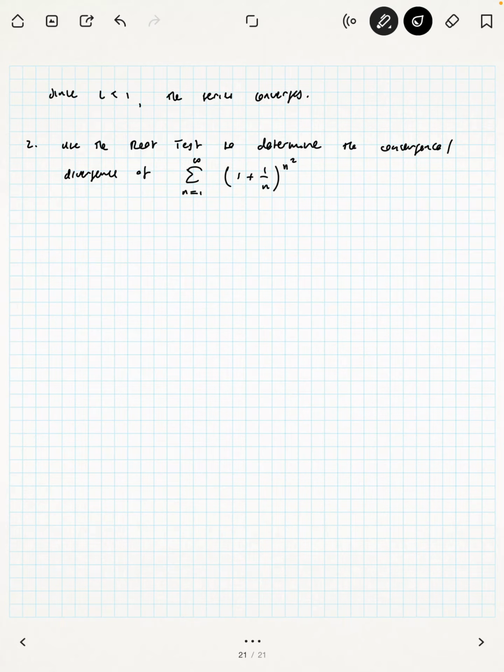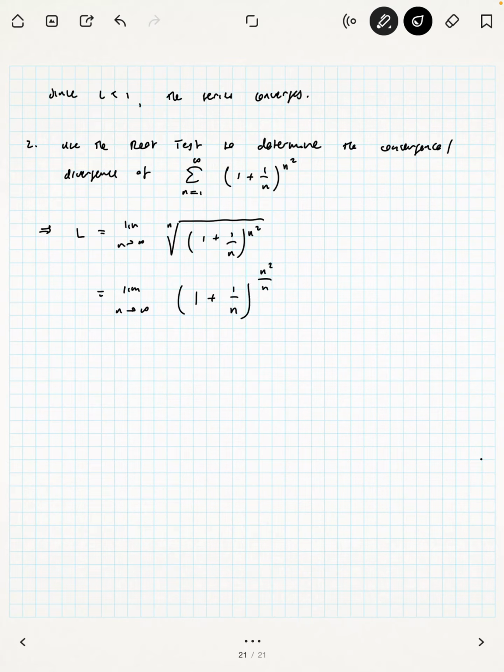of the series from n equals 1 to infinity of 1 plus 1 over n raised to the n squared. Okay, so you may notice some familiarities here. Don't get too carried away yet, because some interesting stuff is going to happen here. So we have the limit as n goes to infinity of the nth root of 1 plus 1 over n raised to the n squared. Okay, so something fun happens here. You'll see it in a second.